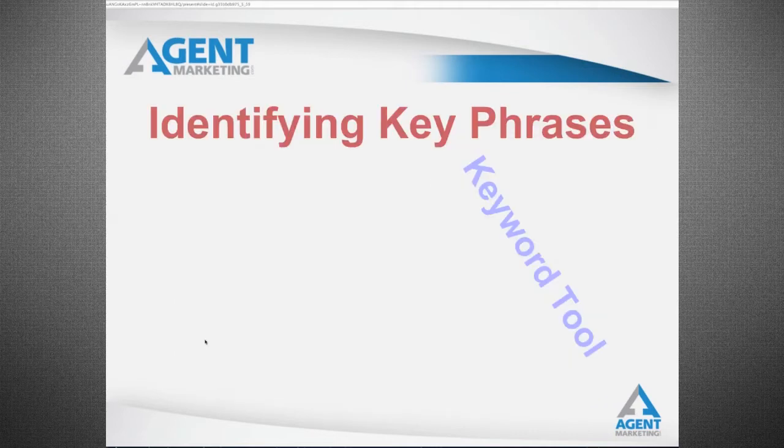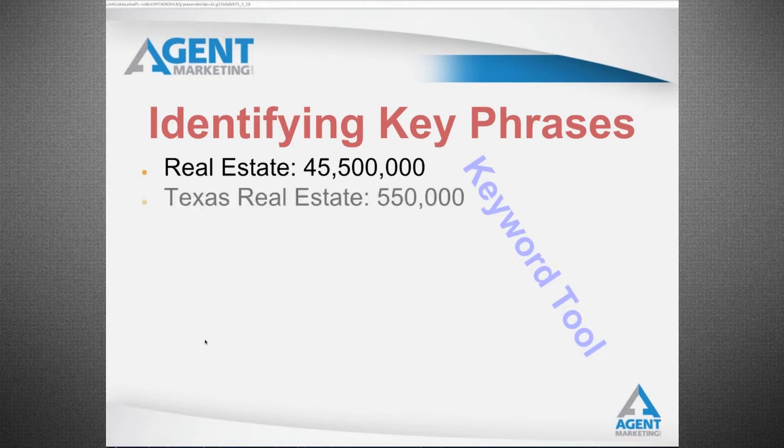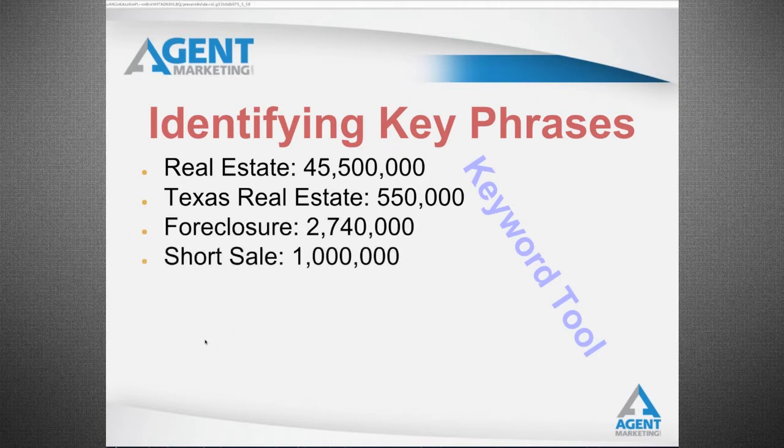So how do you identify what types of ads to run to attract buyers? It's so neat. In Google, they actually have a way to do it. If you look in Google at their keyword tool, you can search different phrases people are searching. If I search real estate, it comes up with about 45 million, and 550,000 for Texas, for instance, a month.